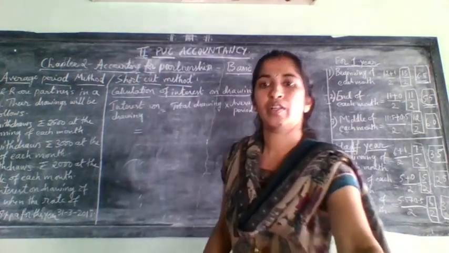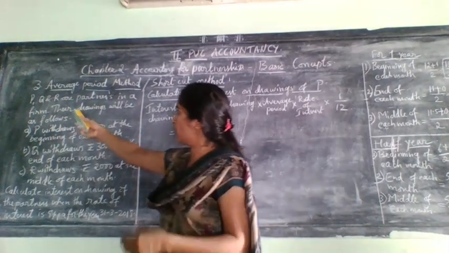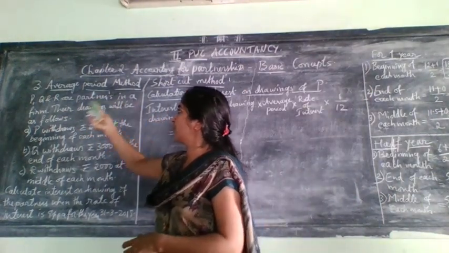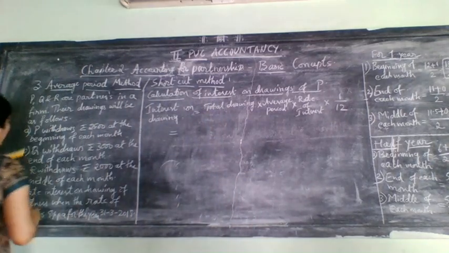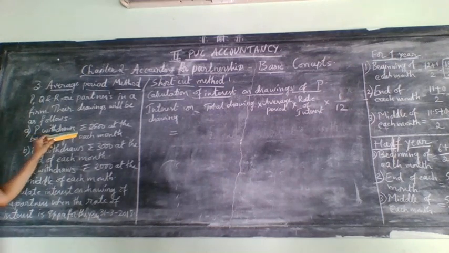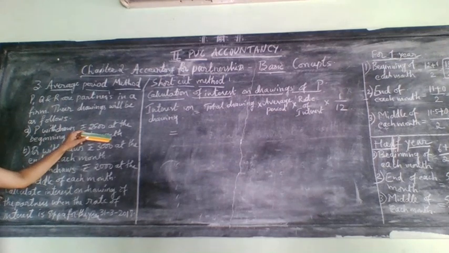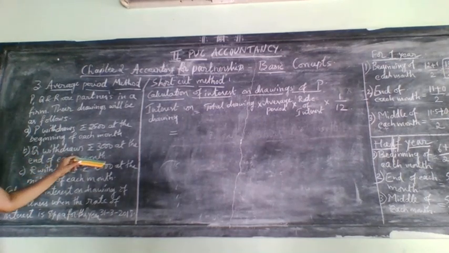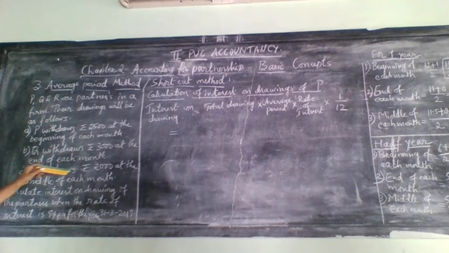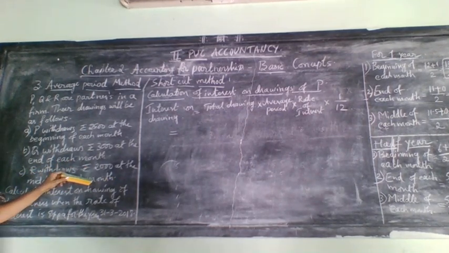Here is a problem. In this problem, P, Q, R are partners in a firm. Their drawings will be as follows. P withdraws rupees 2500 at the beginning of each month. Q withdraws rupees 3000 at the end of each month. R withdraws rupees 2000 at the middle of each month.